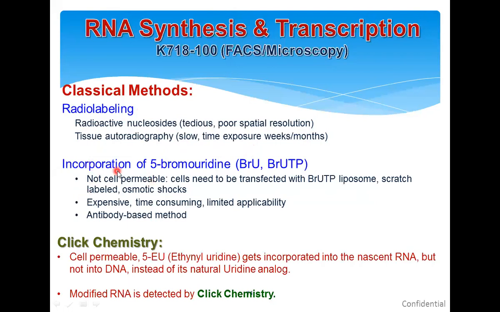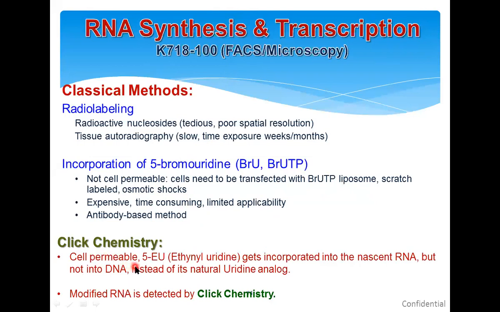The standard method, other than radiolabeling, commonly used is incorporation of BrdU, 5-bromouridine, or BrUTP, bromouridine UTP. So what are the disadvantages? It is not cell permeable. Cells need to be transfected with BrUTP via liposomes or osmotic shock. It's expensive, time consuming, and has limited applicability. And it's an antibody-based method.